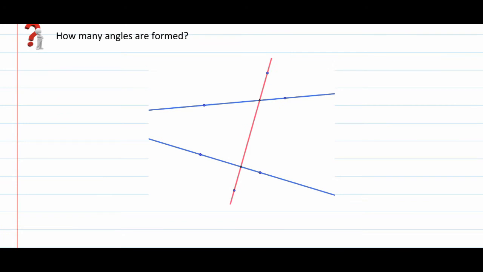So notice that when the transversal line crosses the other two lines, a whole group of new angles are formed. Quite a lot of angles. Let's look at them. 1, 2, 3, 4, 5, 6, 7, 8. There are so many angles there that when we want to talk about these angles, it might be good if we could have names for the types of angles.